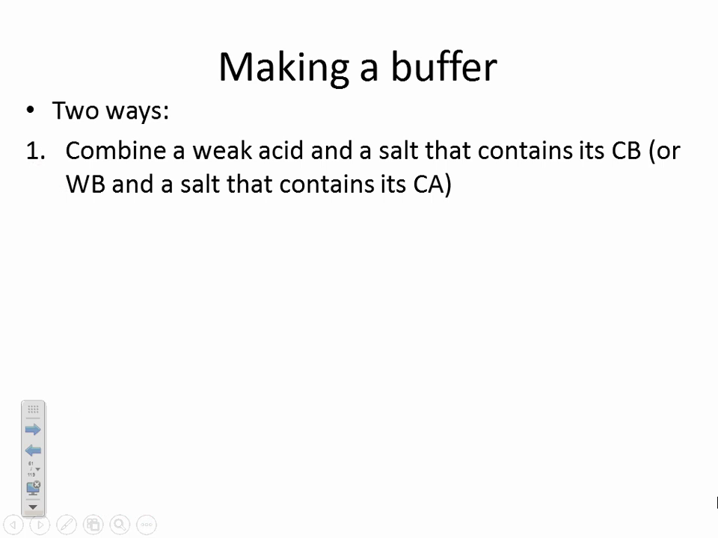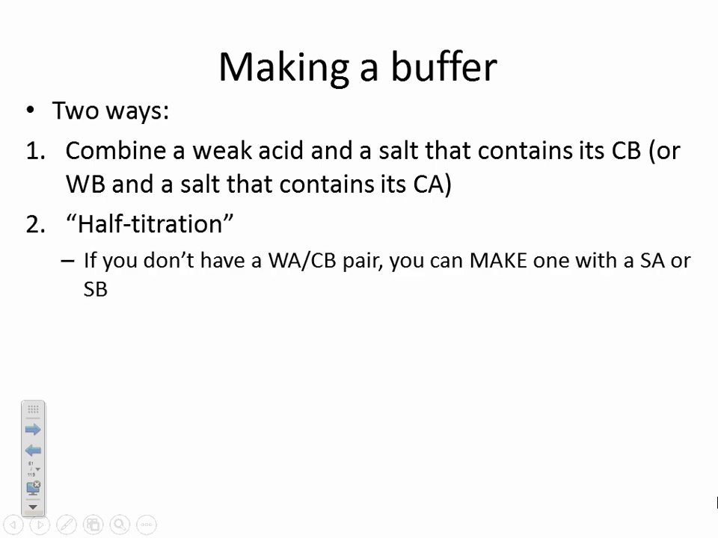Making a buffer. How do you make a buffer? There are two ways. There's the easy way, and then there's the slightly more complicated way. The easy way is very simply, let's take a weak acid and its conjugate base and put them in the same beaker. That's the easy way to make a buffer, because that's kind of the duh. If a buffer needs two components, then why don't we just put those two components in the same beaker and then you have a buffer.